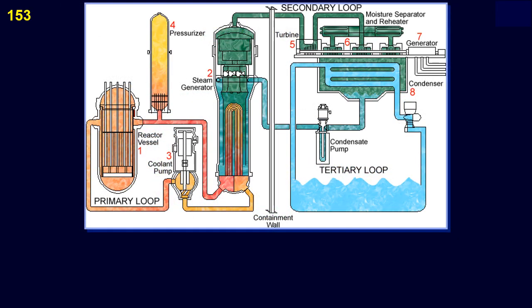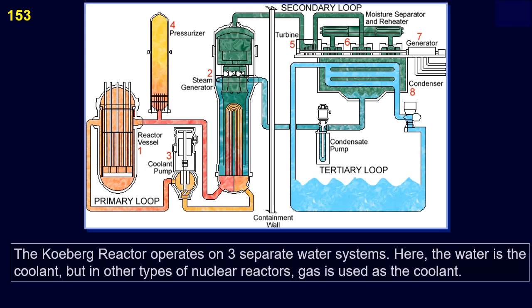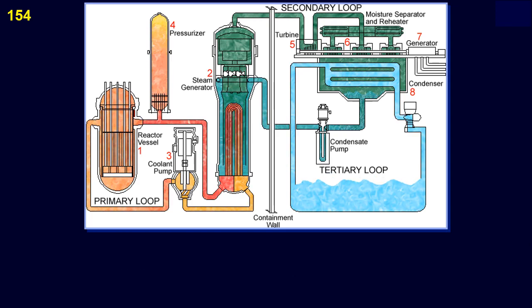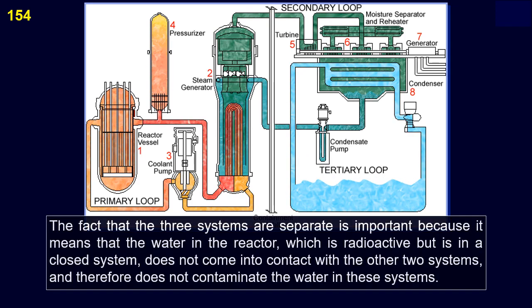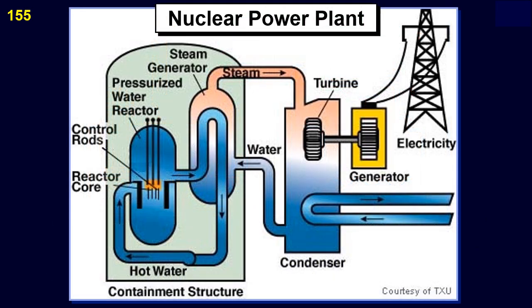The Coburg reactor operates on 3 separate water systems. Here, the water is the coolant, but in other types of nuclear reactors, gas is used as the coolant. The fact that the 3 systems are separate is important because it means that the water in the reactor, which is radioactive but is in a closed system, does not come into contact with the other 2 systems, and therefore does not contaminate the water in these systems. This is a diagram of a nuclear power plant.